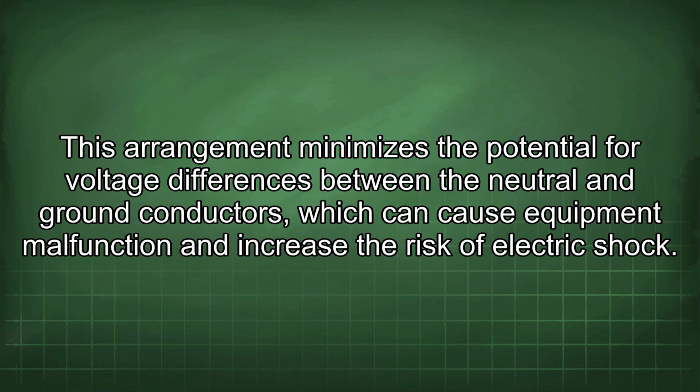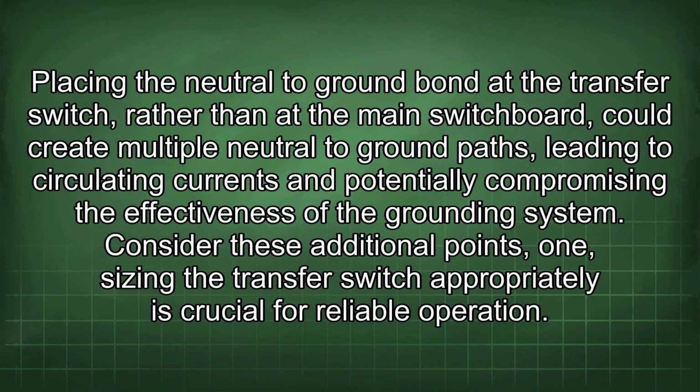This arrangement minimizes the potential for voltage differences between the neutral and ground conductors, which can cause equipment malfunction and increase the risk of electric shock. Placing the neutral to ground bond at the transfer switch, rather than at the main switchboard, could create multiple neutral to ground paths, leading to circulating currents and potentially compromising the effectiveness of the grounding system.